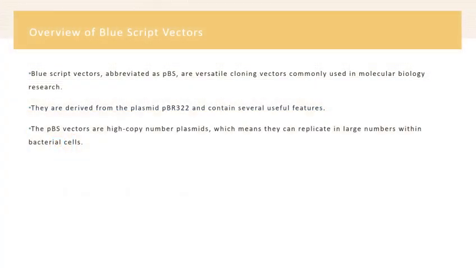Overview of Bluescript vectors. Bluescript vectors, abbreviated as PBS, are versatile cloning vectors commonly used in molecular biology research. They are derived from the plasmid PBR322 and contain several useful features. The PBS vectors are high copy number plasmids, which means they can replicate in large numbers within bacterial cells.